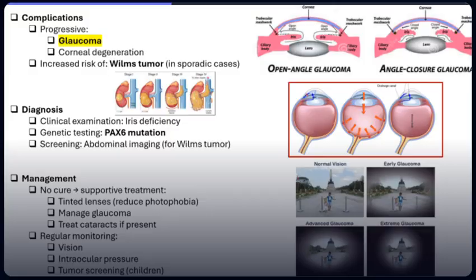Because a deletion at the 11p13 locus frequently encompasses the WT1 gene, necessitating a vigilant screen for the embryonal nephroblastoma known as Wilms tumor. Our management is strictly supportive, focusing on the artificial regulation of photon flux and the rigid maintenance of a safe pressure gradient to arrest the destruction of the optic nerve fibers.